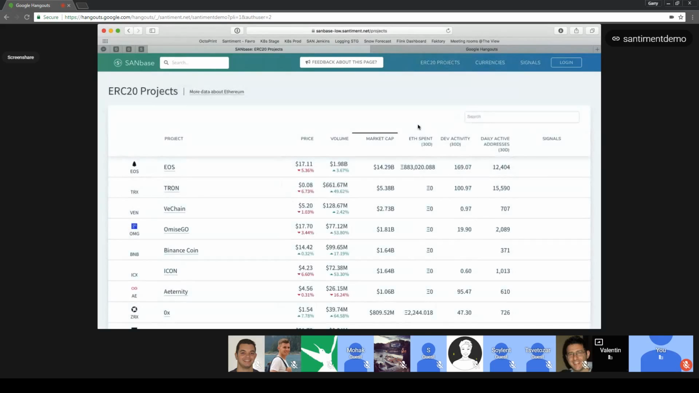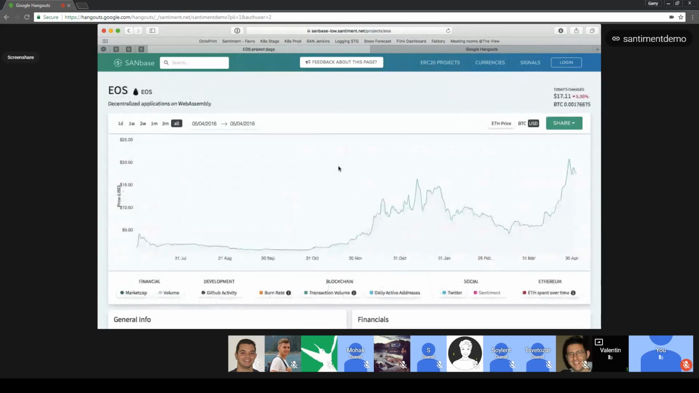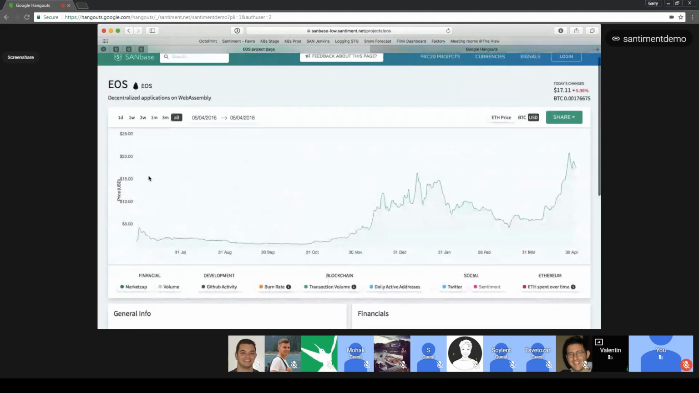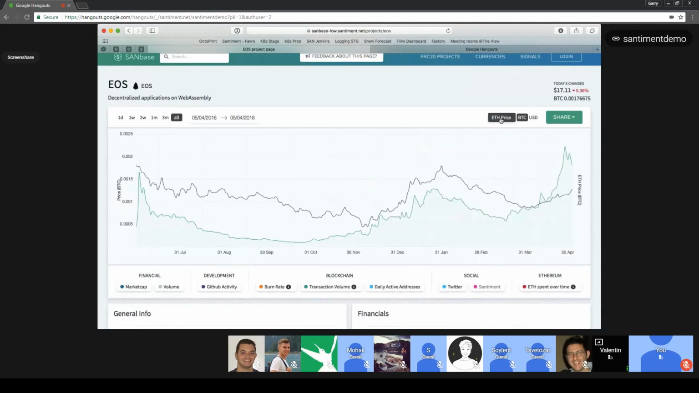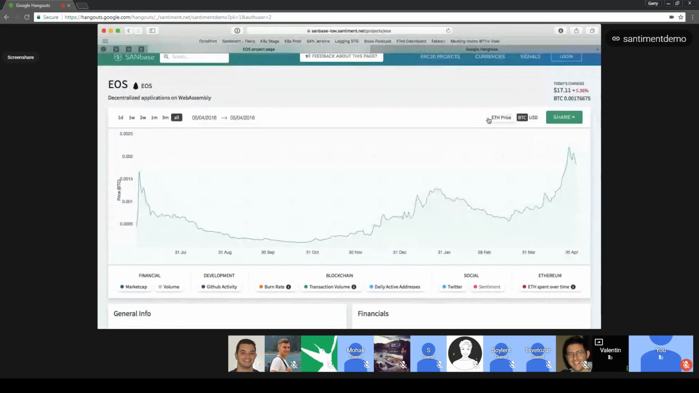So let's jump in and look at the project details page of some projects. Let's say EOS. So here we have a price chart, pretty standard thing. We can switch between price in dollars and Bitcoin. Many people prefer to look at the Bitcoin price. We can also overlay the Ethereum price. This is kind of interesting for the ERC20 projects. And also at the bottom, we have quite a bit of data feeds that you can overlay.